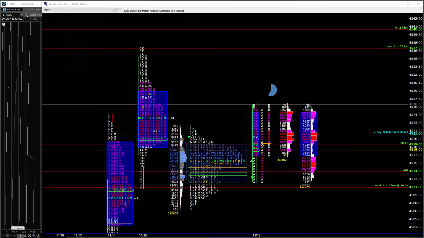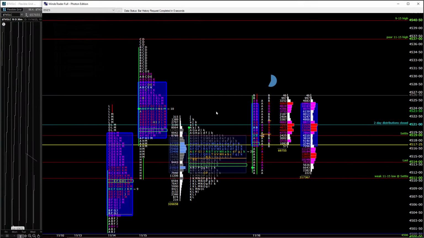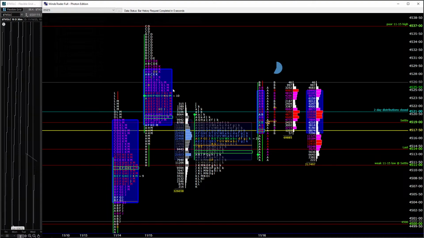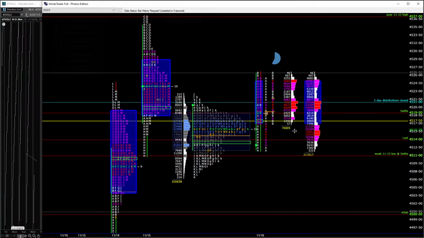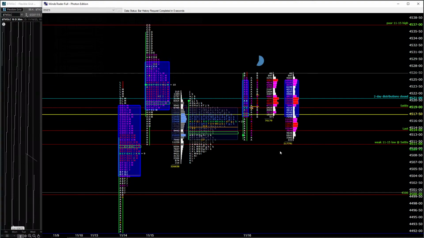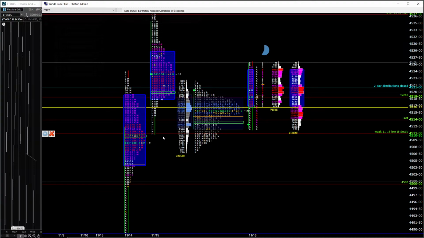Now, upside continuation, okay? Upside continuation, this high being taken as a stop right there will increase the odds of this high being taken today. Now, if this market takes this low out, what can happen? What's the next thing to monitor?